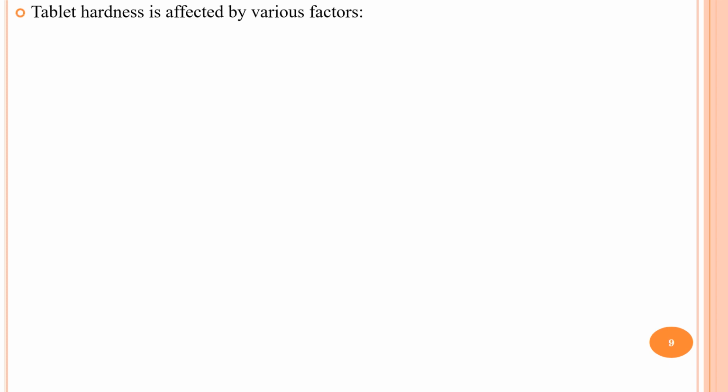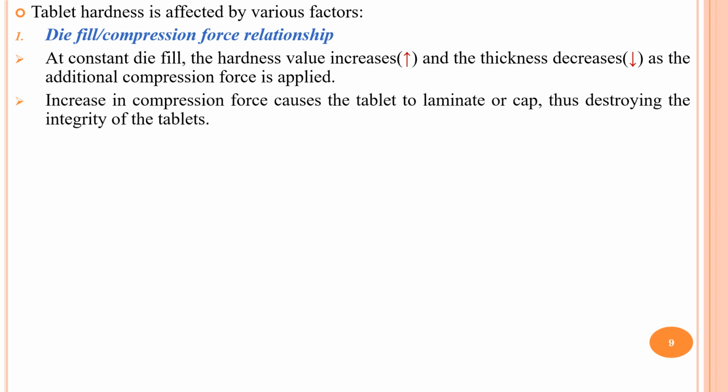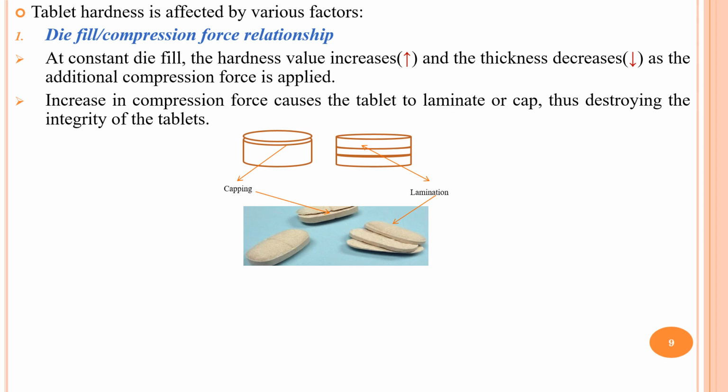The tablet hardness is affected by various factors. First one is the die-fill and compression force relationship. At constant die-fill, the hardness value increases and the thickness decreases as the additional compression force is applied. Increase in compression force causes the tablet to laminate or cap, thus destroying the integrity of the tablet.